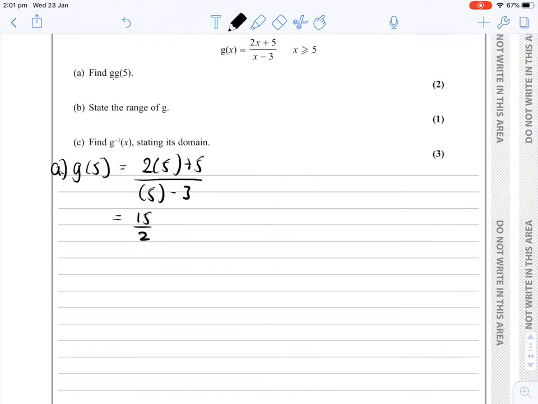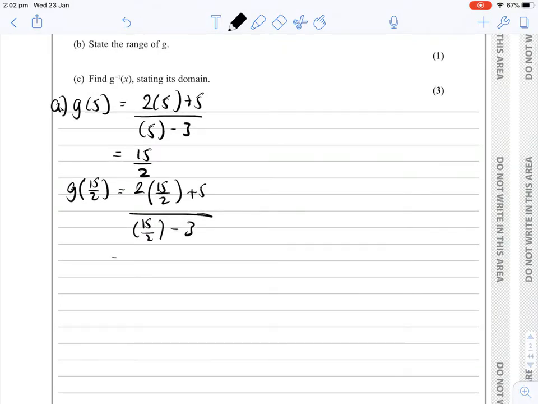Now because we want g of g of 5, we have to sub that value into g again, so g of 15 over 2. This is 2 lots of 15 over 2, add 5 over 15 over 2 minus 3, which gives us a value of 40 over 9.